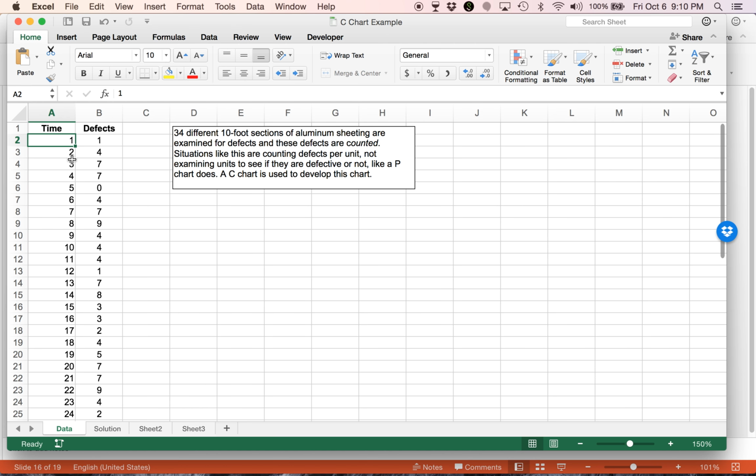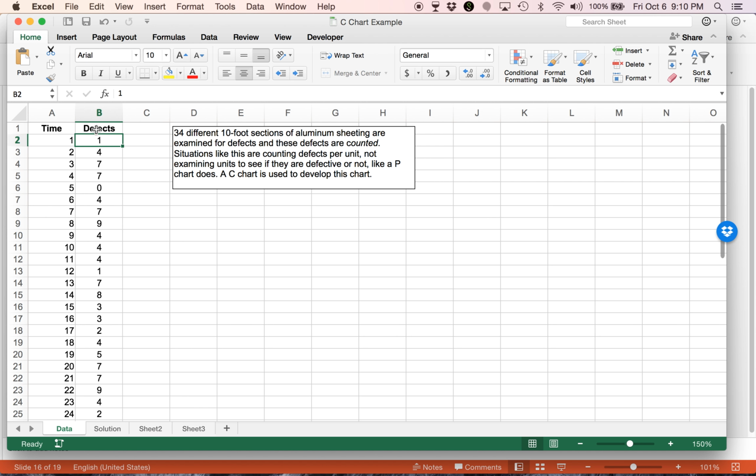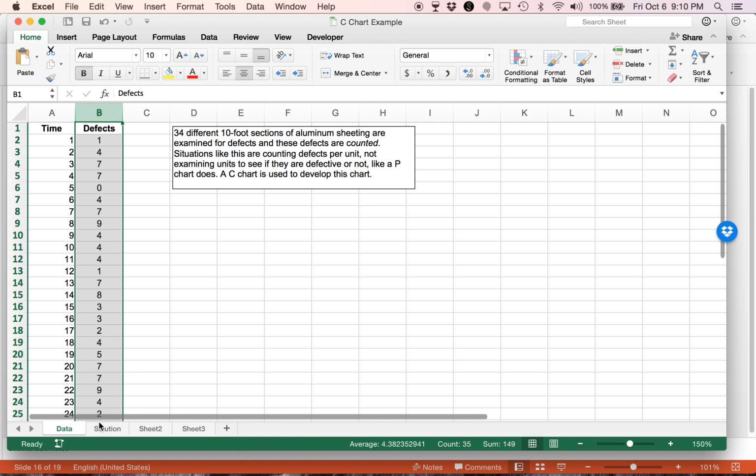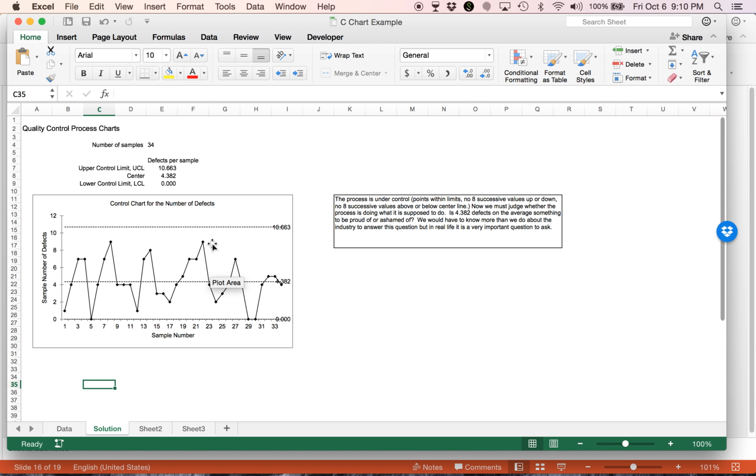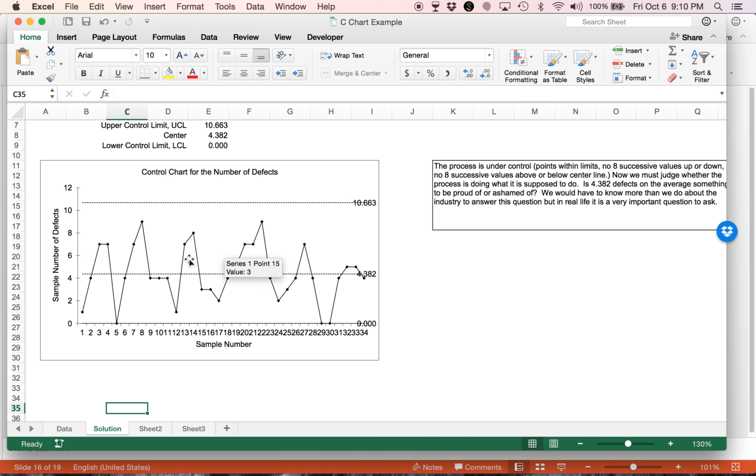So here on various time periods that we've sampled it, we found 1 aluminum sheet, 4, 7. Remember, they're always out of 34 here. So plotting these over time, and then looking at the successive differences. So plotting these would be the C chart. We see that the process looks pretty good.